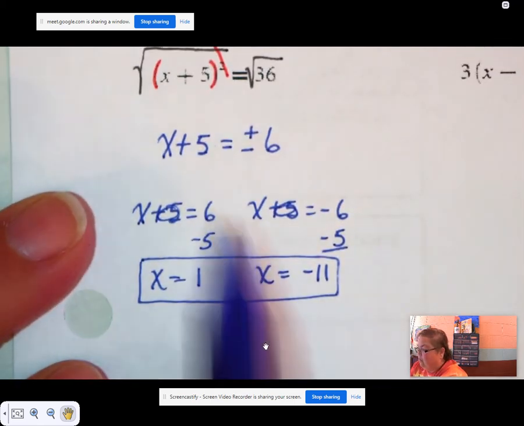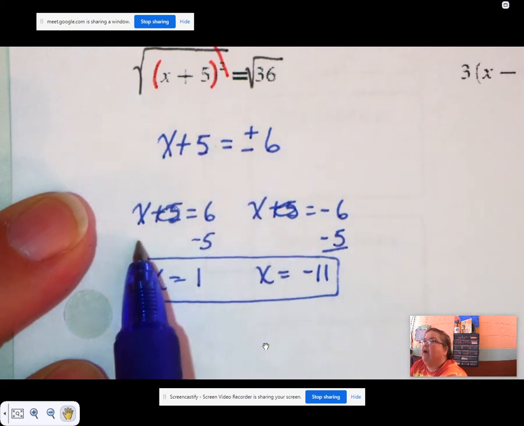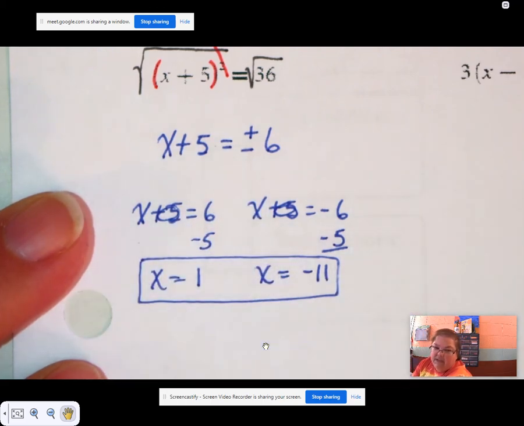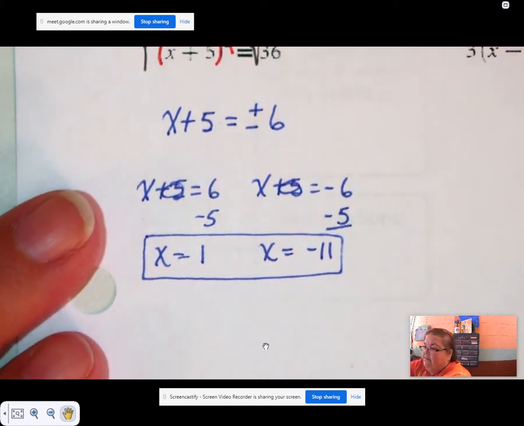So, once you root both sides, you're going to have two answers here. You have to solve them separately to get those answers. Okay? Questions. Solve them separately. Okay.